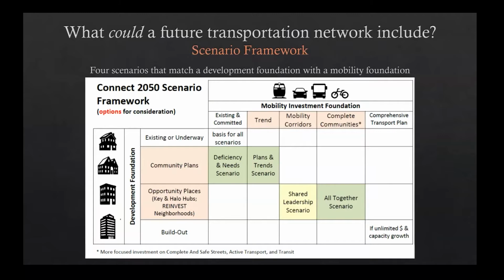If you look at the one there that's green, the deficiency needs scenario, I already talked about that. That's made out of the existing and committed mobility investments. So it's pretty much the existing network with a few committed projects, and then our community plans development foundation. And so these are all different combinations of two major factors again. It's what the transportation network has to provide that service, and also the development foundation. Next slide.